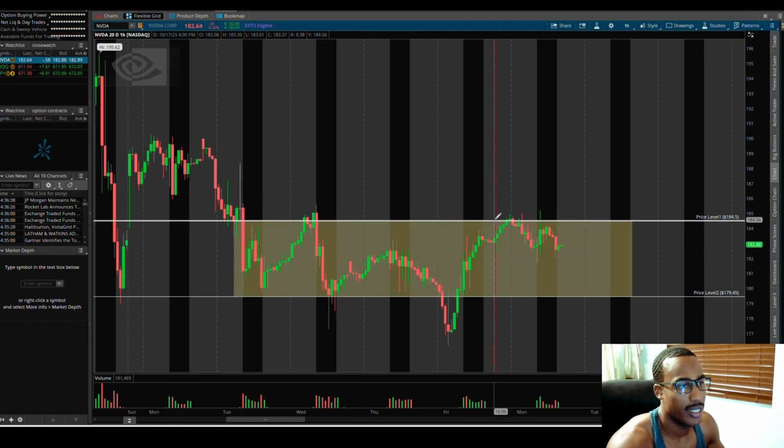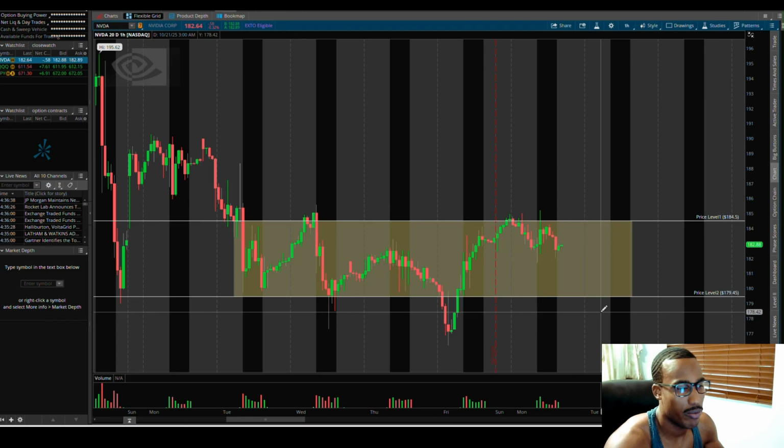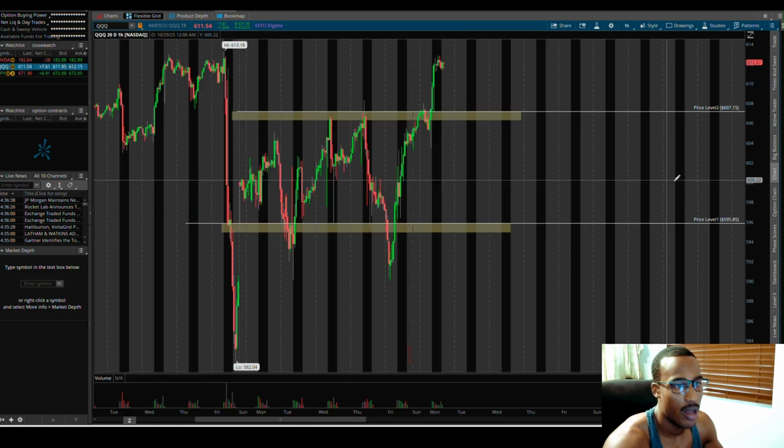There's nothing in here. This is a bunch of fake outs, some liquidity grabs. Price is not moving higher or lower. Like I said, the whole point of the break and retest is continuation. We are not getting that here on NVIDIA. We're just sitting sideways, stuck between 184 and 179.